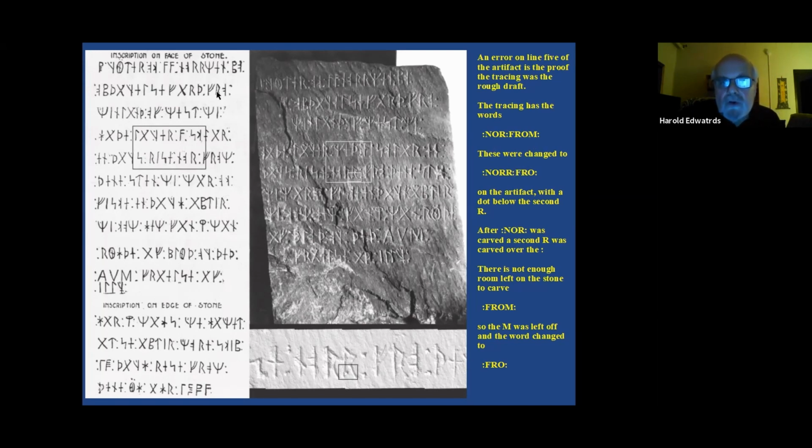Both of these words are used elsewhere in the inscription. A 14th century inscriber would not have used two spellings for the word "from." He would have picked one or the other. This also suggests that there might be two authors to the text. I'm, well, getting ahead of myself, but let's move on. What this indicates, this copying error, is that this tracing was in fact the rough draft from which the stone inscription was made.